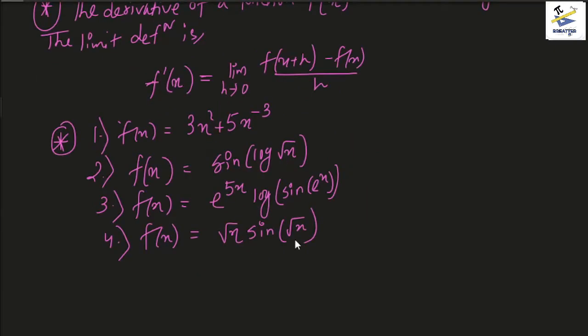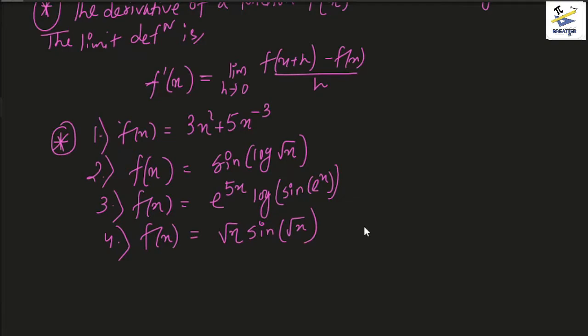So here we have our 4 examples which we are going to solve. The examples are actually in increasing order of difficulty, except the last one. As you can see, the first one is simply a polynomial with a negative power, in fact, but it's still a polynomial.